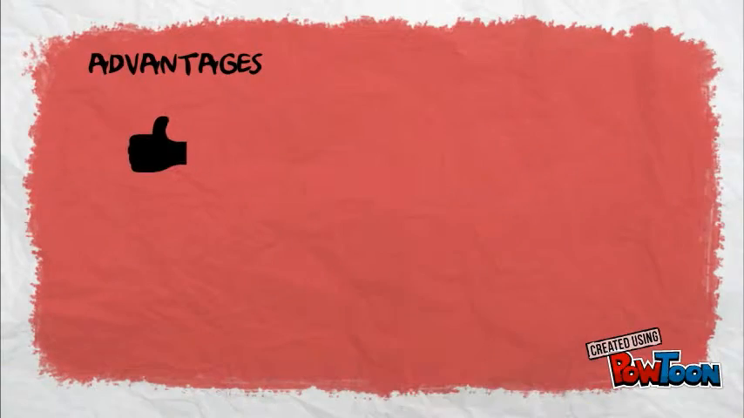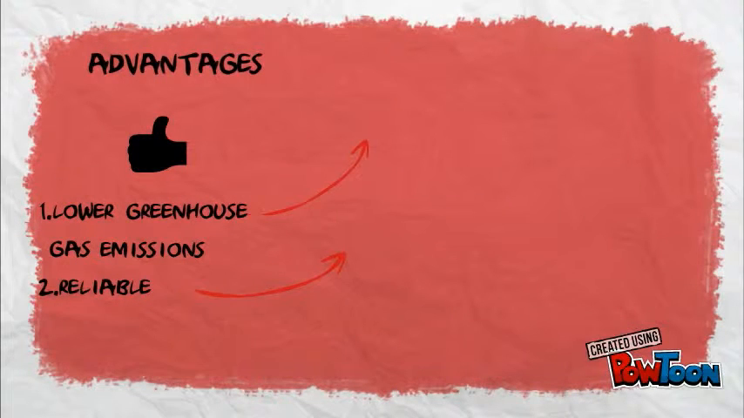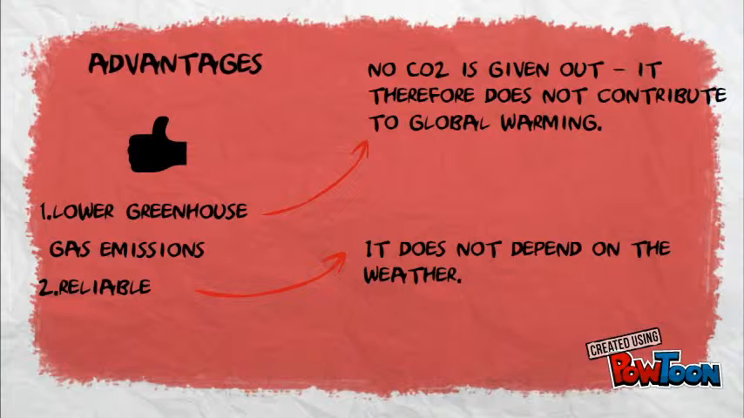Advantages are low greenhouse gas emissions. A nuclear reactor does not emit carbon dioxide and methane gas, which can contribute to global warming. It is also reliable. A nuclear reactor can work in extreme cases, unlike solar and wind energy, which require sun and wind as conditions to produce energy.